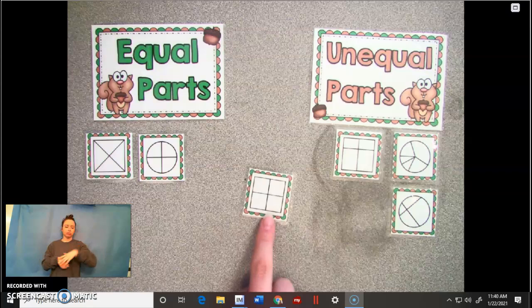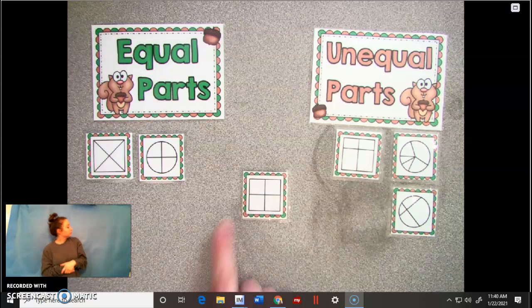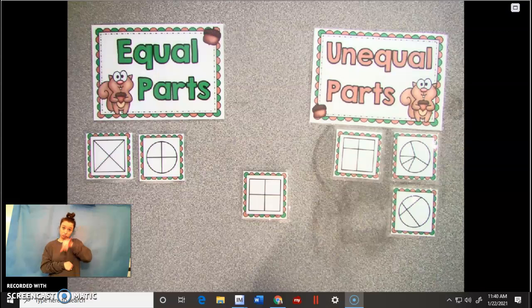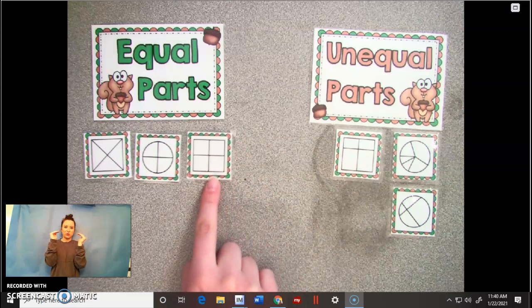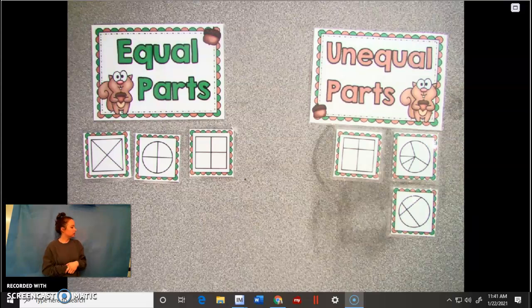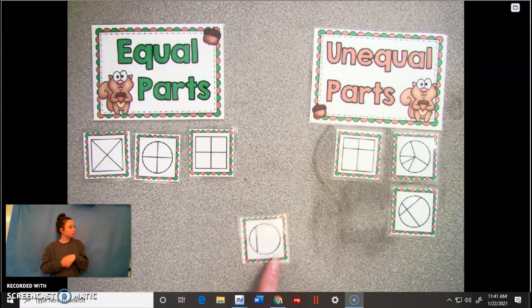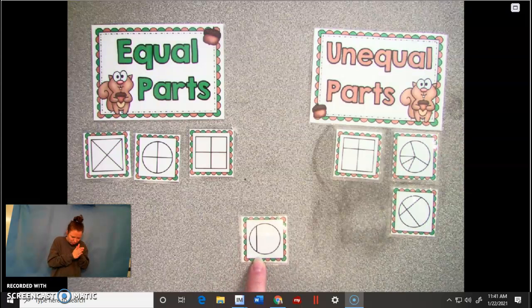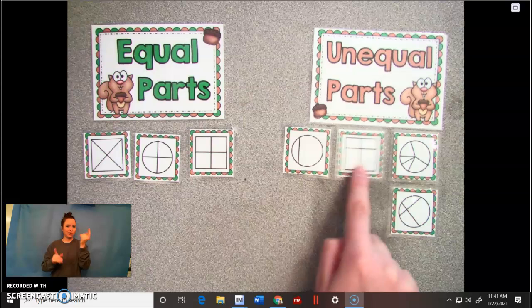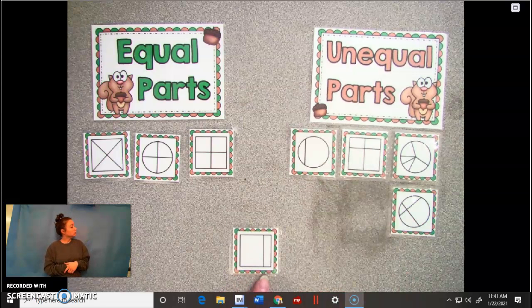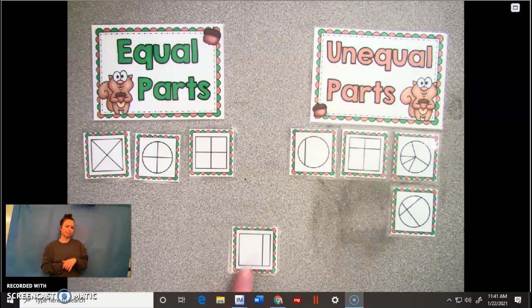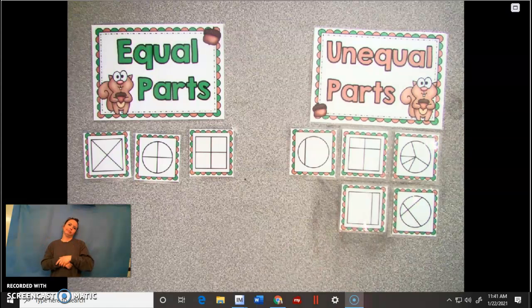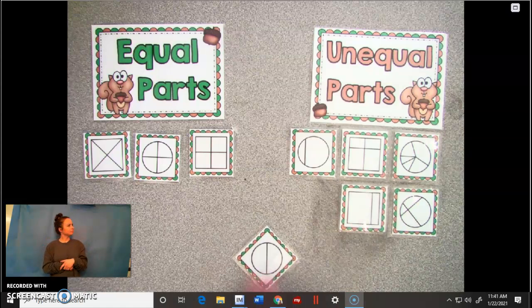All right, let's look at this square. Are all the pieces the same size and shape? Yes, so he's going to go to equal. All right, just a few more. Look at this piece. Are those two the same size? No, if I got this really tiny piece, I would not be happy. They are unequal. All right, what about this square? He's cut just like that circle was, where there's a really big piece and a small piece, so he is unequal.